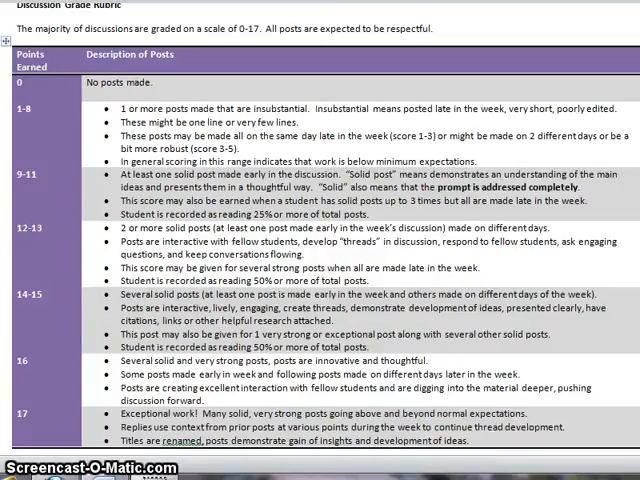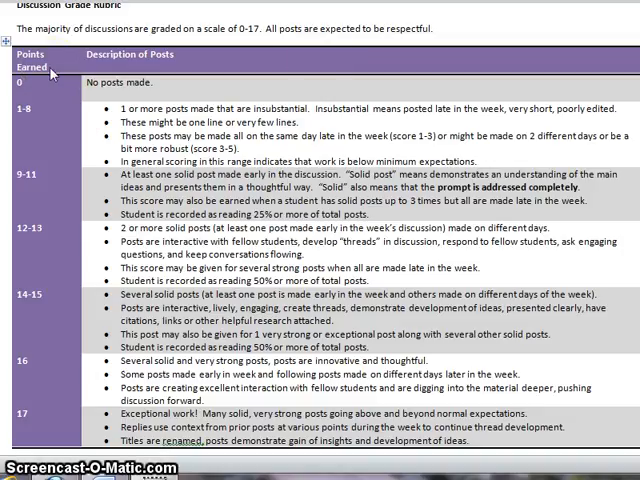This screencast is designed to give you some insights into the discussion grade rubric. First of all, it's important to notice that the majority of our discussions, not all, but most, are graded on a scale of 1 to 17. Another important piece is that all posts are expected to be respectful of others.